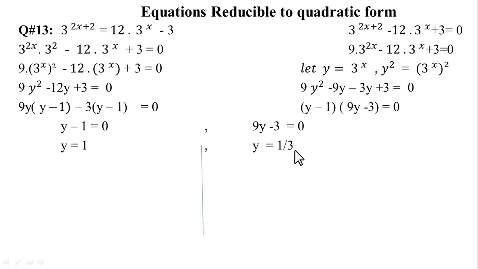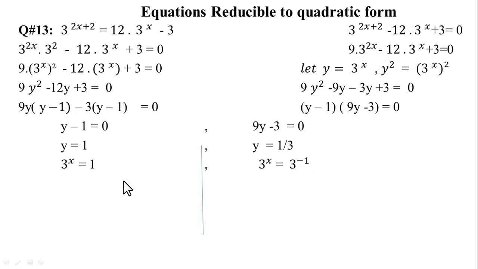Here we write the original variable instead of y, because y is equal to 3 to the power x. So we write the equation in the original variable: 3 to the power x is equal to 1, and 3 to the power x is equal to 3 to the power minus 1, because when 3 is moved upward, the power will be negative.